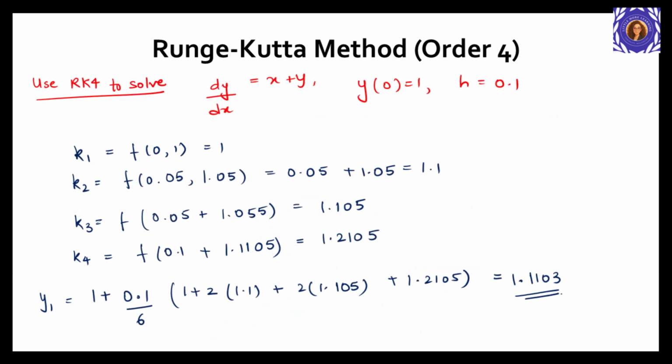Moving on to its numerical example, the same ODE is used here and we are calculating the values of k1, k2, k3 and k4 respectively. At last, we are putting these into y1 and finally getting the value as 1.1103. It looks familiar to Euler's method, but it is way more accurate than that.